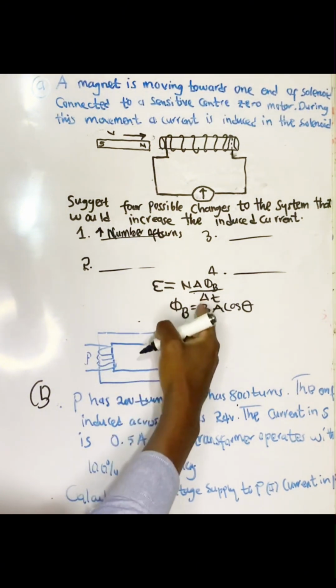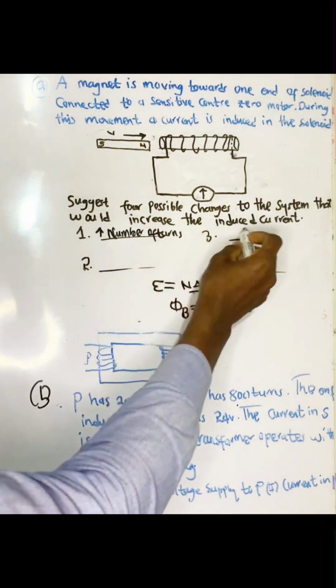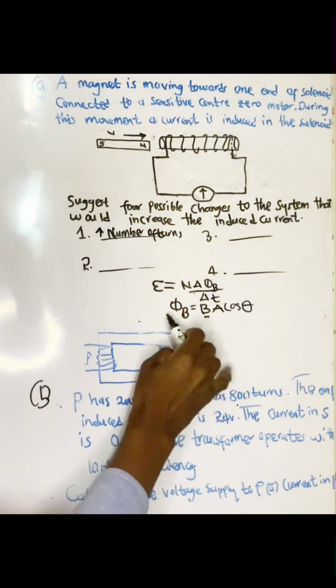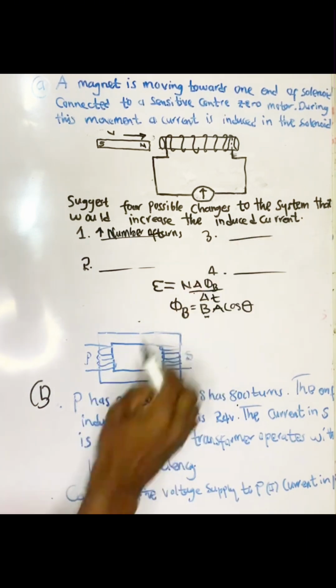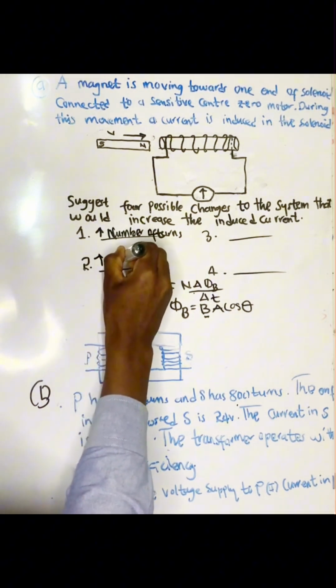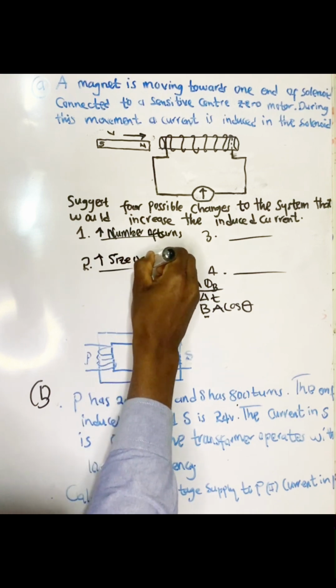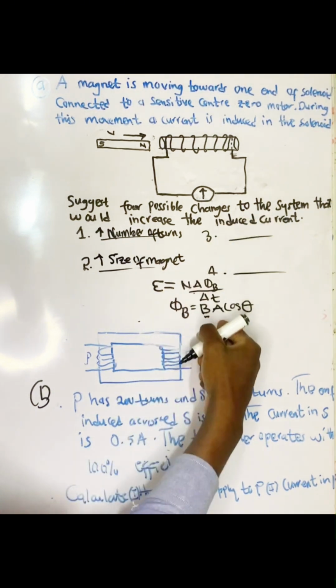We would also have to increase the size of the magnet. If we increase the size of the magnet, we are actually increasing the size of the magnetic field, and hence increasing the magnetic flux, and finally increasing the induced current. Should we increase the size of the magnet, we are increasing the magnetic flux, and of course increasing the magnitude of the induced current. So we would use a bigger or larger magnet.